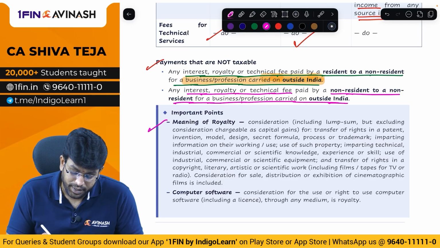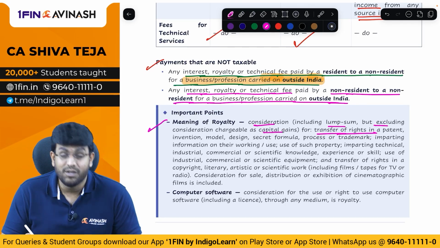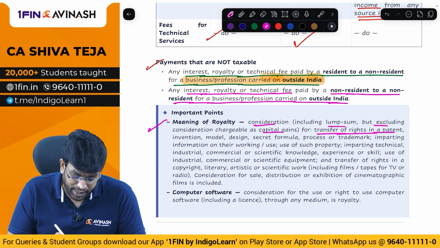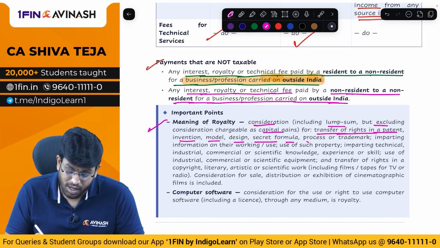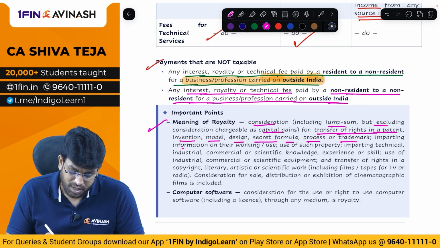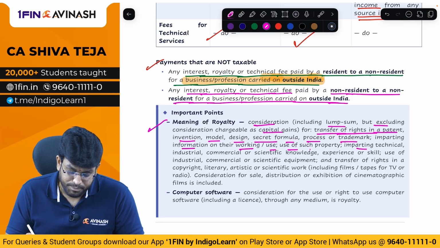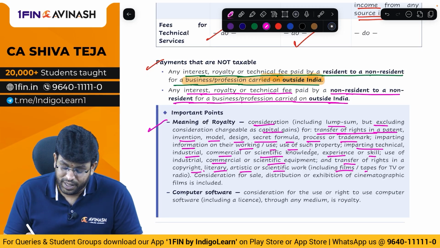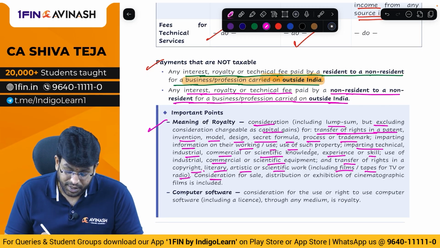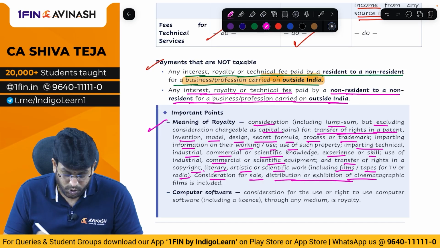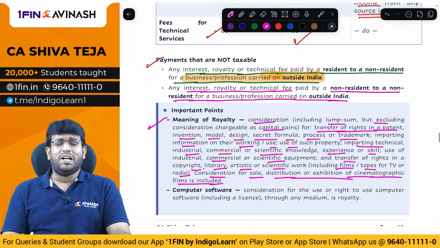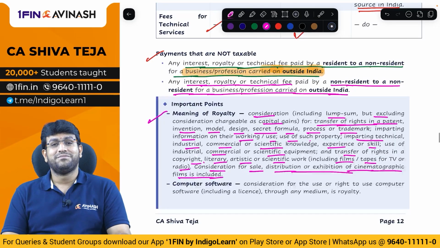What is royalty now? Any consideration, including lump sum, but excluding capital gains, for transfer of rights in a patent, invention, model, design, secret, formula, process, trademark, imparting information on their working, use of property, imparting technical, industrial, commercial, scientific experience, skill, equipment, transfer of rights in a copyright, literary, artistic, scientific work, including films, tapes for a TV or radio, consideration for sale, distribution or exhibition of cinematograph films. So royalty is basically paid for use of some right, in simple line.